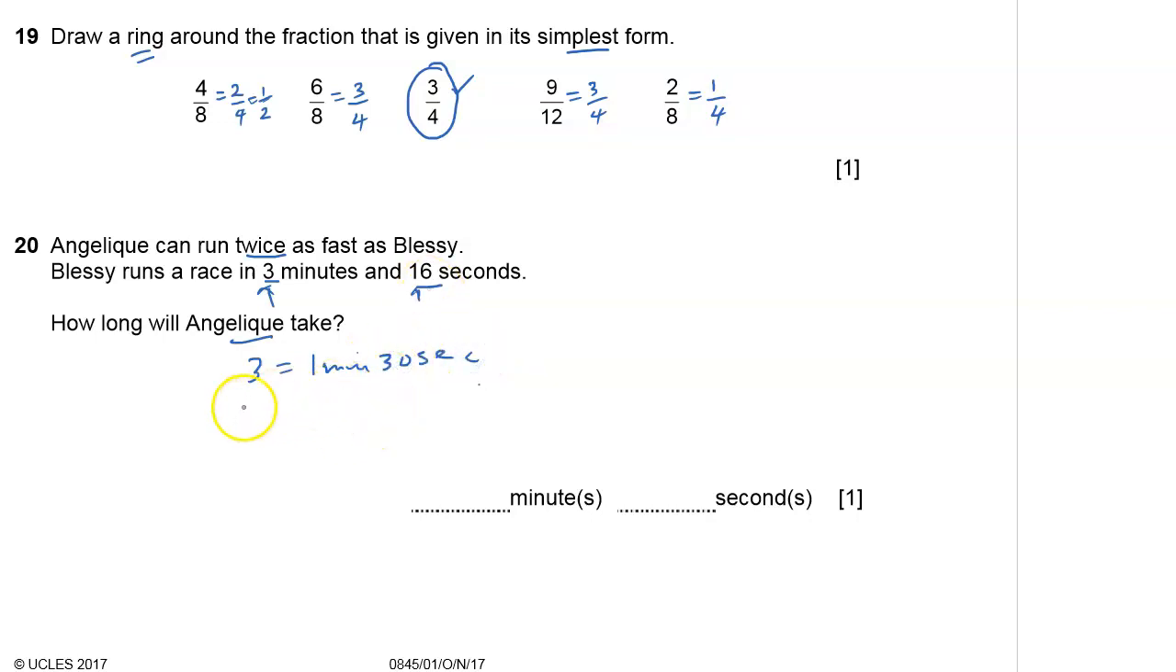What about 16 seconds? Half of 16 seconds will be 8 seconds. So you add these times together. When you sum up this time, what you're going to get is 1 minute and 38 seconds. So Jacklick will take 1 minute 38 seconds.